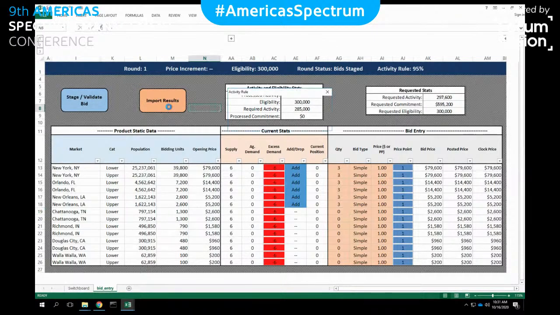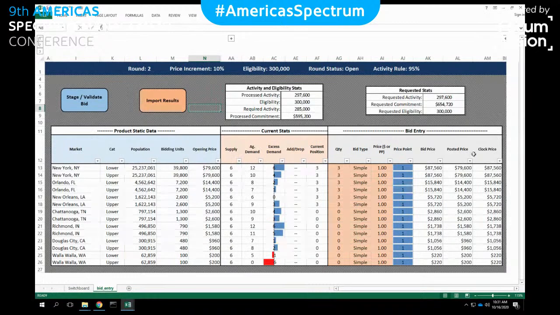So we can go ahead and import results and take a look at what happens with this initial bid and talk about what information we gain from importing results and how to interpret this information. So there's two primary things we're told by the auctioneer. The first is the aggregate demand that we can see in column AB. This tells us the total demand for products within a given market category combination. So for example, in New York Upper, we see 12 units of total demand. We know that 3 of them are ours, so the rest of the market comprises 9 units of demand, okay?